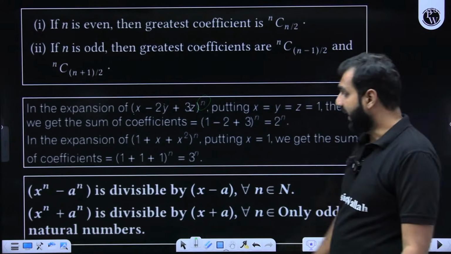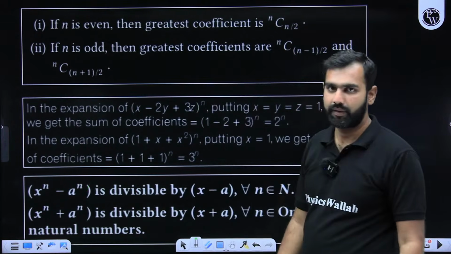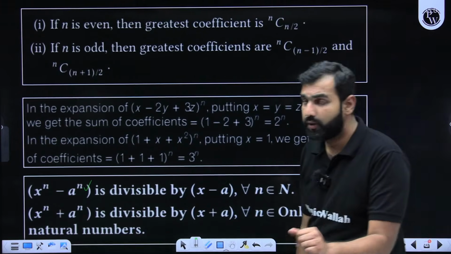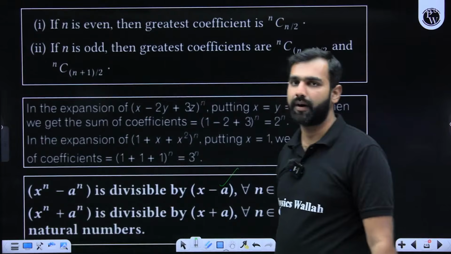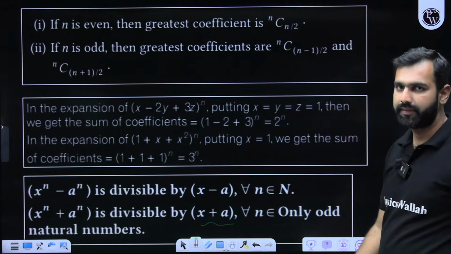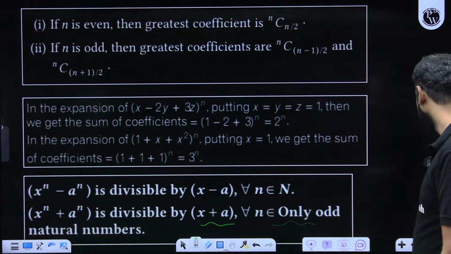Remember, x^n - a^n is always divisible by x - a. Of course, n should be a natural number. But when you talk about x^n + a^n, then it is divisible by x + a, but n should be an odd number. Then only it will be true.